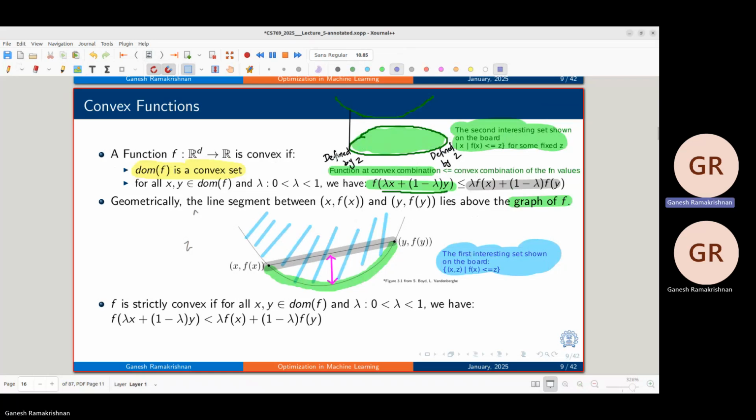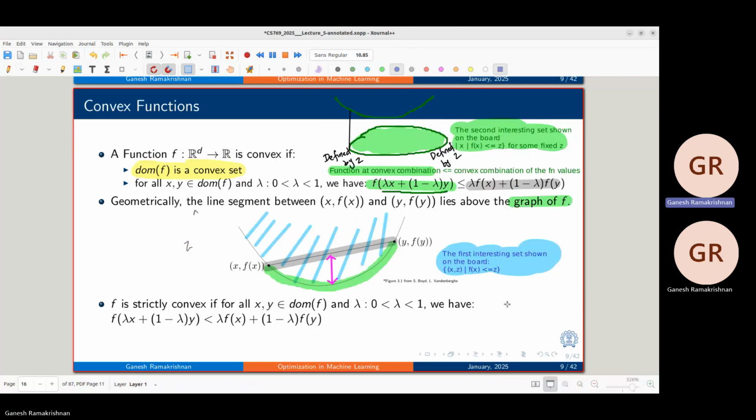The second interesting set L alpha f is x such that f of x is less than or equal to z for some fixed z. So instead of calling it L alpha, call it Lz. And the first set, which I've shown there, is (x, z) such that f of x is less than or equal to z. That is the blue part above. You understand the green and the blue parts?